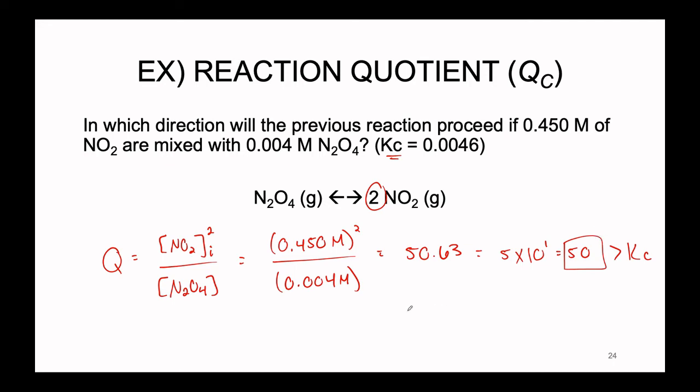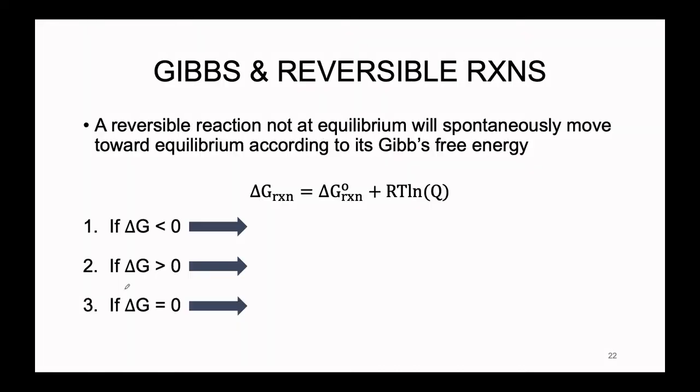So if our Q is too big, what this tells us is that the numerator must be too large and the denominator must be too small. In other words, we have too many products. And in order for this reaction to reach equilibrium, we're going to have to shift to the left. We're going to have to shift towards the reactant side in order to rebalance and reach equilibrium.